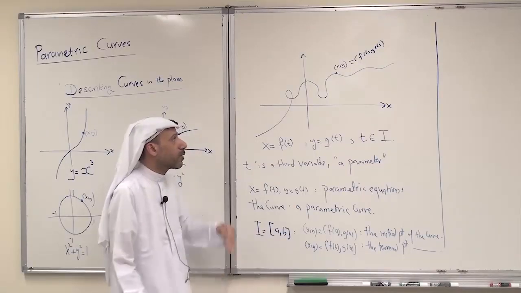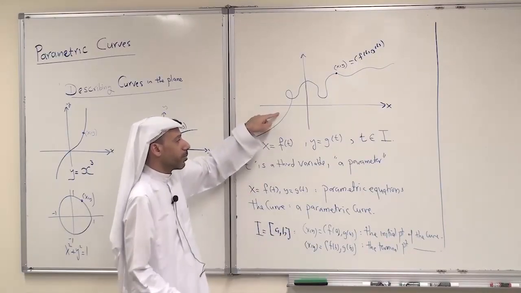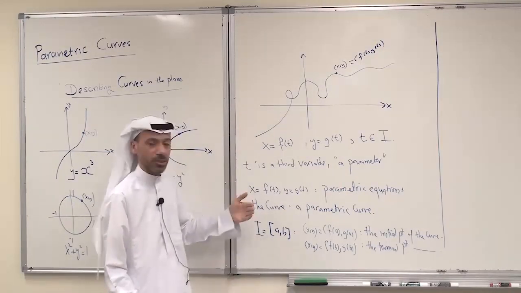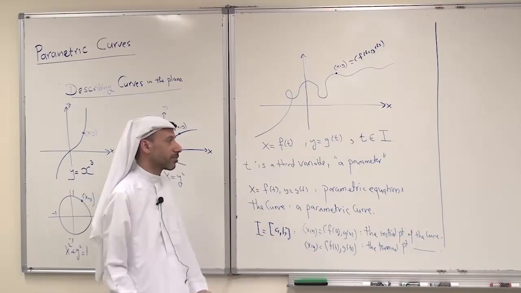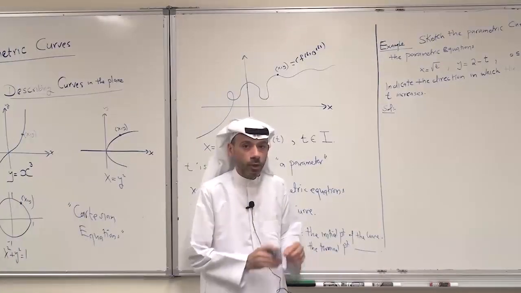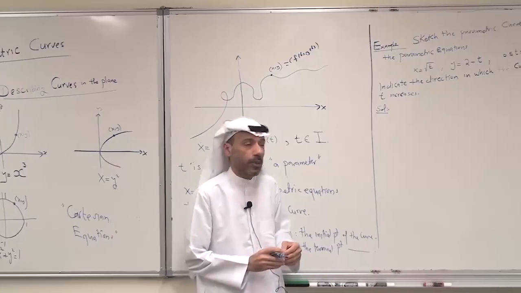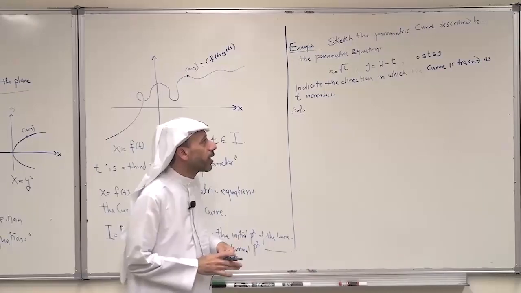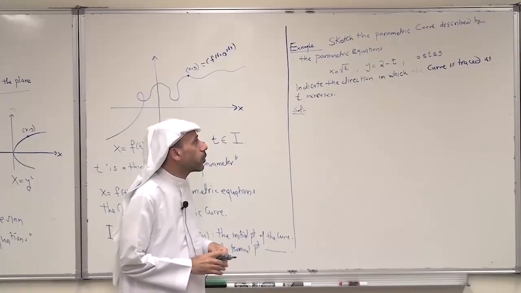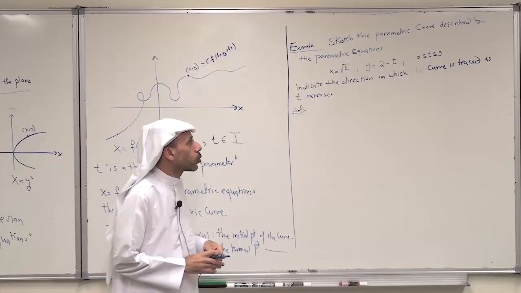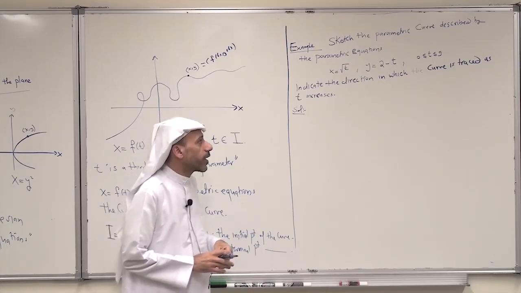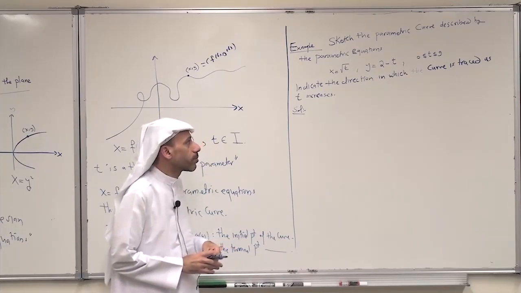The process of describing a curve in the plane by parametric equations is called a parameterization. Now let's illustrate the notion of parametric curves by giving some examples. We consider this example: sketch the parametric curve described by the parametric equations x equals square root of t, y equals 2 minus t, t between 0 and 9. Indicate the direction in which the curve is traced as t increases.